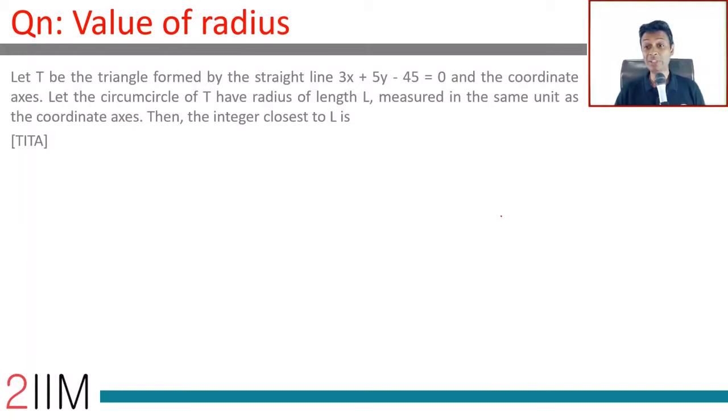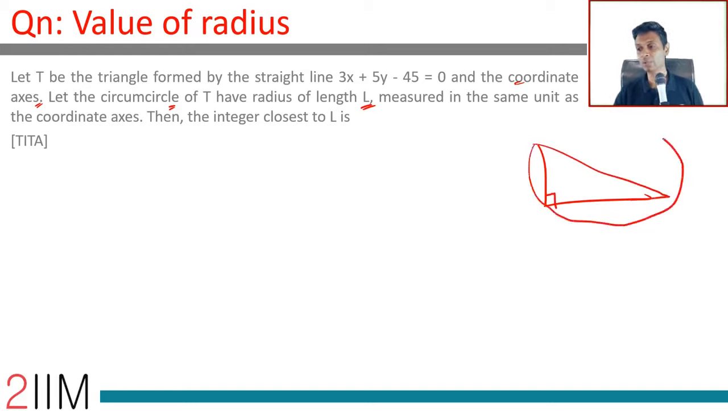Let T be the triangle formed by the straight line 3x plus 5y minus 45 equal to 0 and the coordinate axis. Let the circumcircle of T have a radius of length L. Coordinate axis are two sides. So it's a right angle triangle. And I have a circumcircle and a circumradius. You should already be thinking any right angle triangle, if you draw a circle around it, the hypotenuse will be the diameter, or the circumradius is half of hypotenuse.